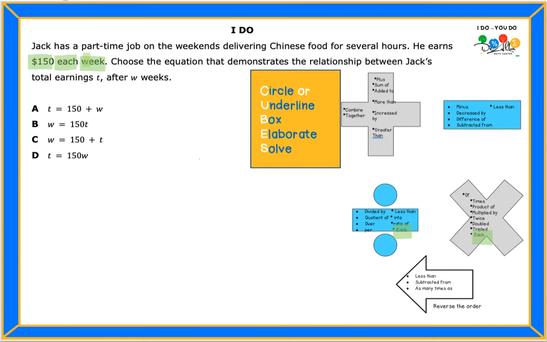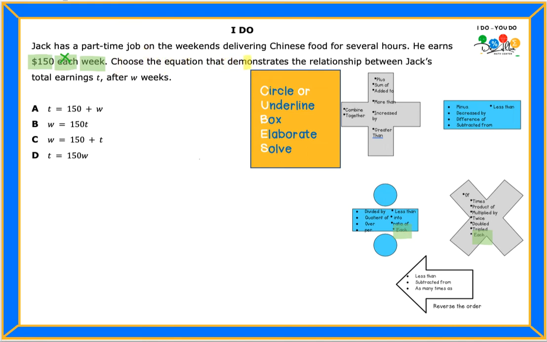So let's think about it. If 1 week passes by, how much money is he going to make? Great, 150. What about if 2 weeks pass by? That will be more or less money? More money. So if this amount is getting larger, what do you think is happening here for the word each? Is it multiplication or division? Very correct. In this case, it's going to be multiplication. Great. Let's analyze the next sentence.